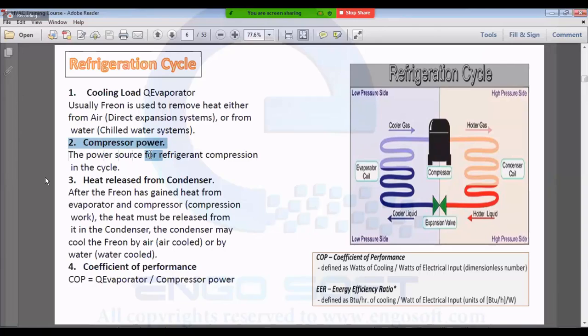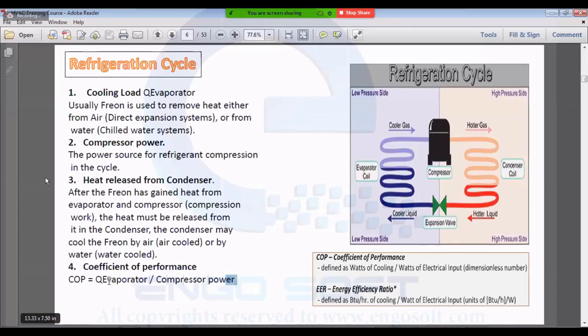Okay. The compressor power is what we pay for the refrigeration cycle to operate, right? Heat released from the condenser is the amount of heat rejected to the atmosphere. We can cool the condenser by air, so it is called an air-cooled condenser, or we can cool it by water, and it is called a water-cooled condenser. We define a new term which is coefficient of performance. Coefficient of performance is what I get from the cycle, which is the Q evaporator, and what I give to the cycle, which is the compressor power.